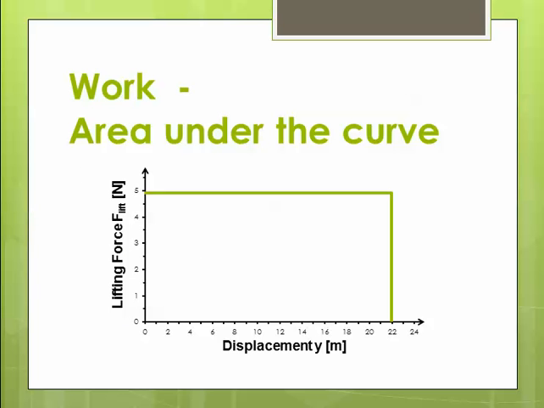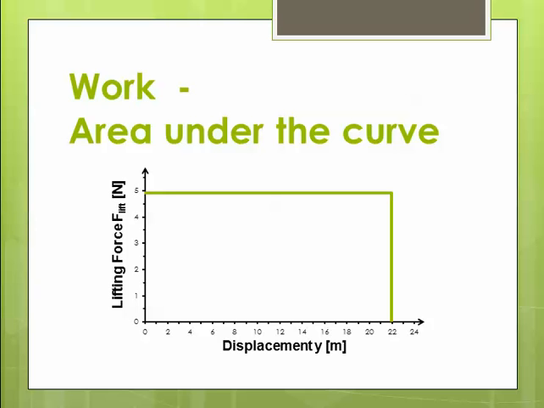Work can also be understood as the area under the curve. So if we plot the force as a function of the displacement, then work is given as the area under the curve. In the last example, we had a constant force of almost 5 newtons. This force was applied over a distance of 22 meters.